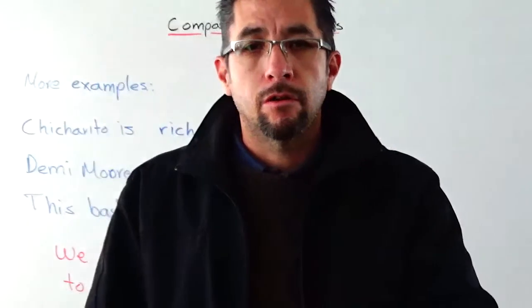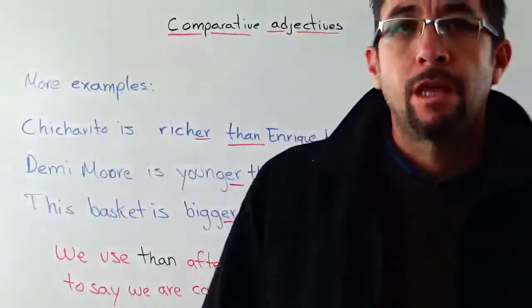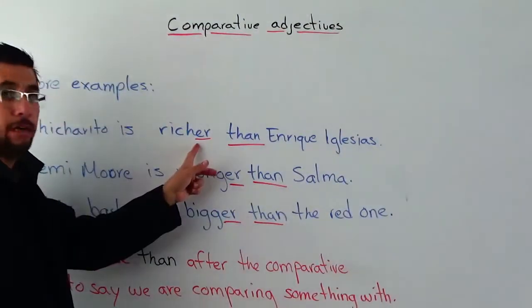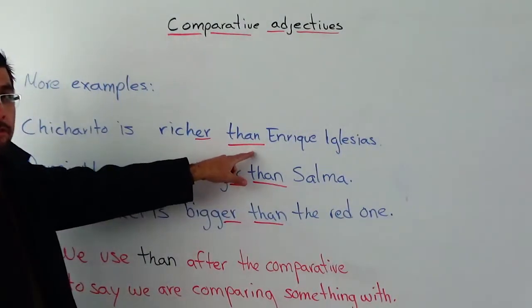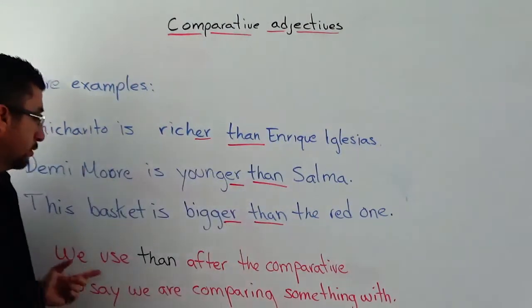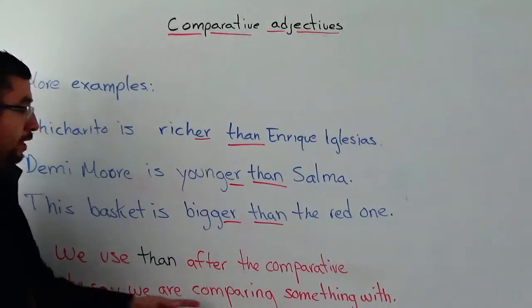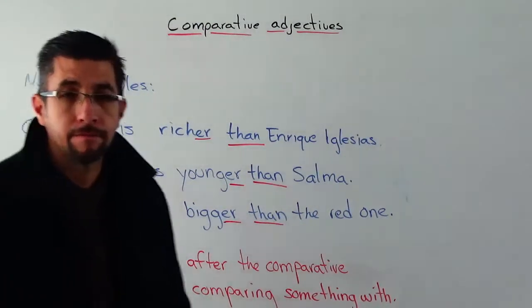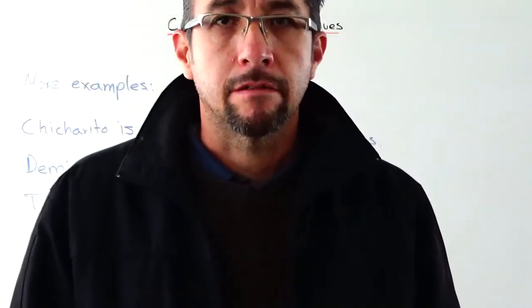Okay, guys? So we're using the comparative adjectives to make these comparisons, no? And we add er to the adjective. Also, you might notice in the sentence that we have the word than. We use than after the comparative form of the adjective to say that we are making the comparison. Okay, guys? Okay, we're going to continue with the other part of the lesson.